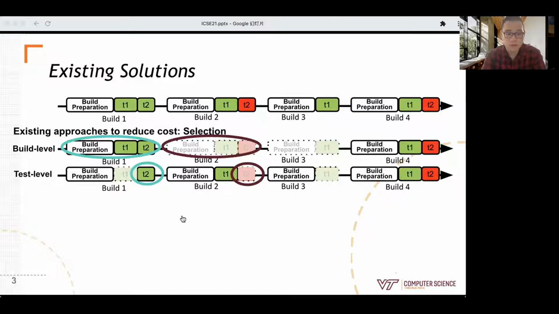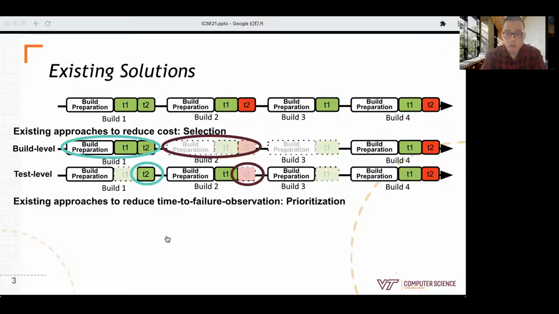The former pulls down the cost-saving ability, while the latter results in skipping those failing executions and missing the observation of failures. Second, other prior work have a different goal, to advance the time to feedback by prioritizing builds or tests to make sure failing ones happen at an earlier time. They achieved this goal by predicting which execution is going to fail and executing them first.